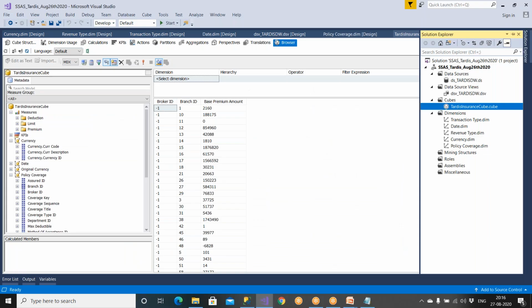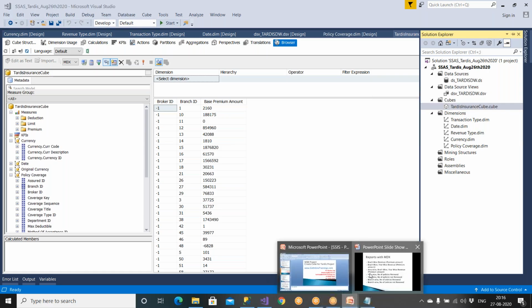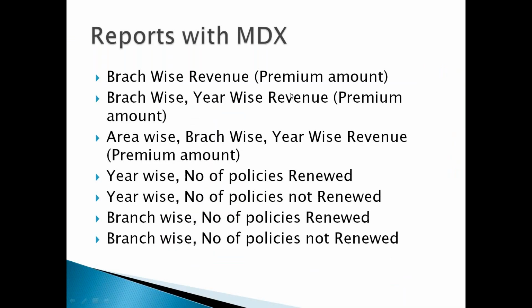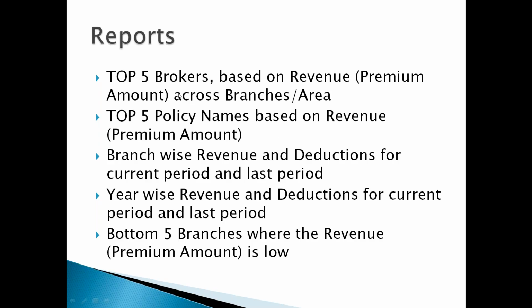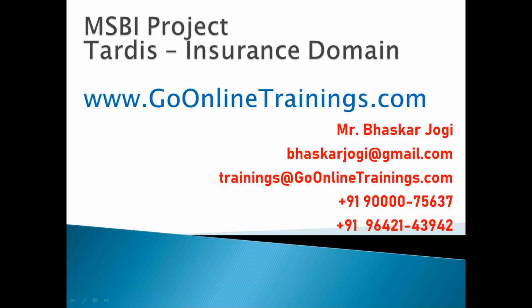Clear, guys? And tomorrow we'll continue further. You try to do these steps. Okay, so after that you try to create these MDX queries: top 5 brokers based on the revenue, top 5 policy names based on the revenue premium amount, branch wise revenue and deductions for the current period and the last period, year-wise revenue and deductions for the current period and last period, bottom 5 branches where the revenue is low, premium amount you should be able to use.